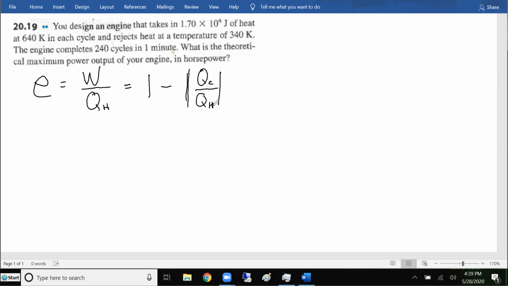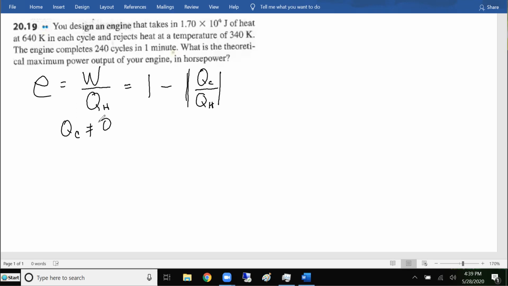And so the second law would be stated: the efficiency has to be less than 1. So that would mean that QC, the heat ejected, discarded at the lower temperature, is not equal to 0.